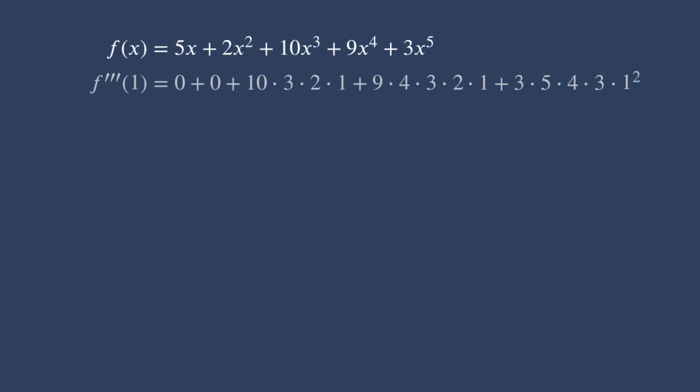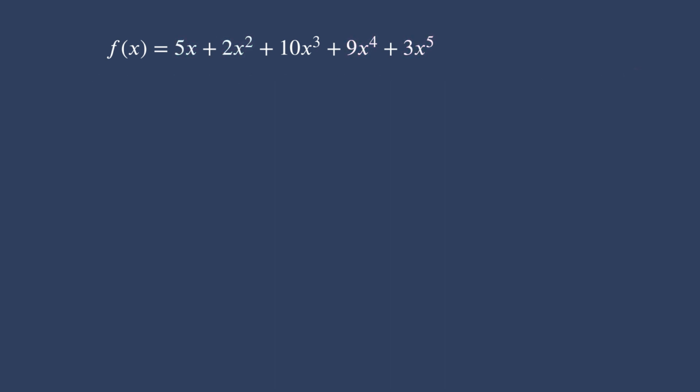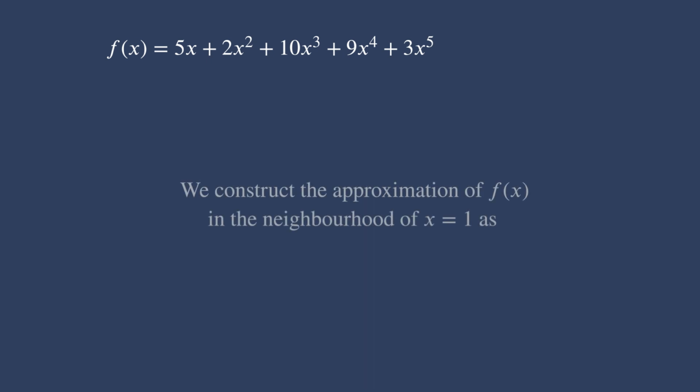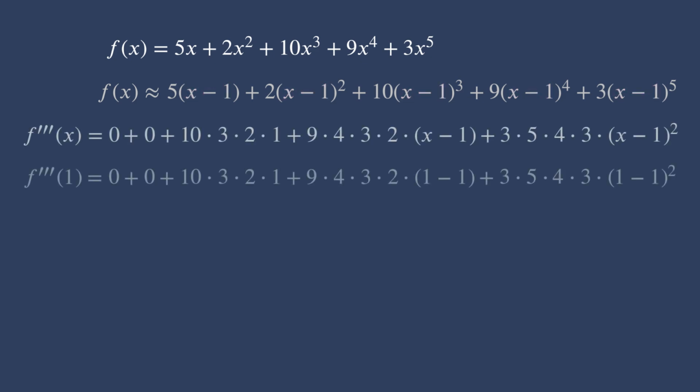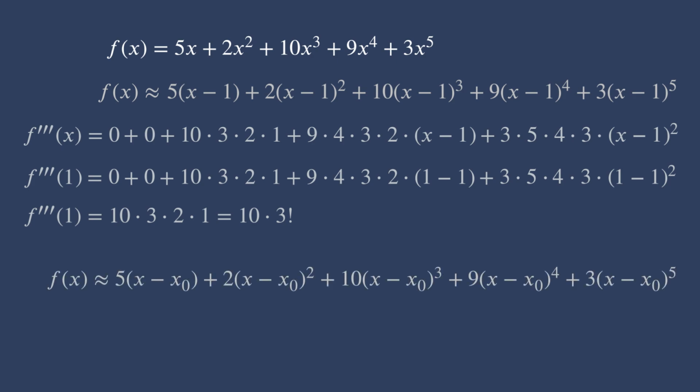For the third derivative of f of x evaluated at x equals 1, the blue terms vanish, but the red terms survive both the third derivative and the evaluation at x equals 1. What shall we do? Now only one term survives. Now we can replace 1 with x0 for x0 being any real number. Therefore we have.